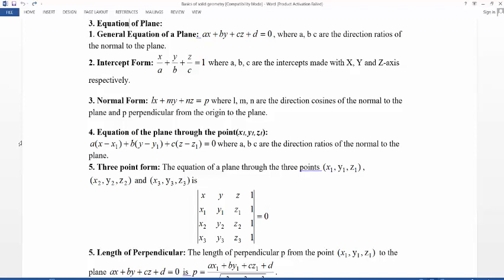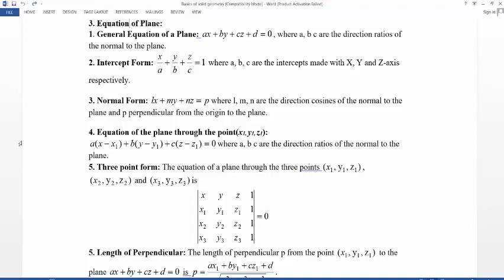Normal form of equation of plane, lx plus my plus nz equal to p, where l, m, n are the direction cosines of the normal to the plane, and p is perpendicular from the origin to the plane.